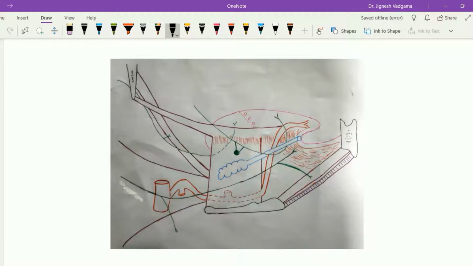This nerve is the glossopharyngeal nerve, that is the ninth cranial nerve, which supplies this muscle, the stylopharyngeus muscle. And here this muscle is the middle constrictor of the pharynx, so it also lies medial to the hyoglossus muscle.